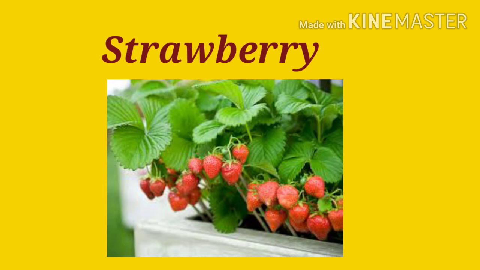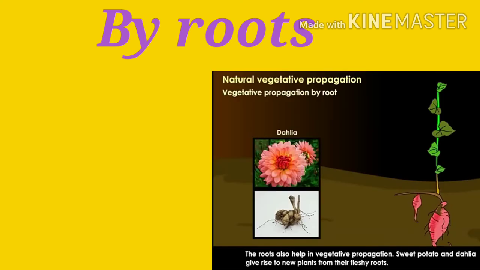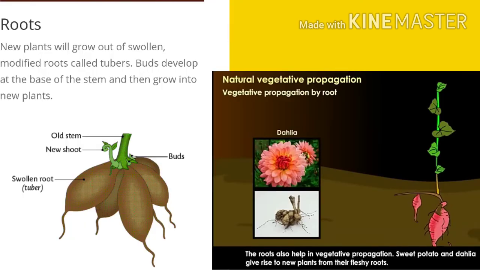Next is vegetative propagation by roots. So plants like sweet potato and dahlia give rise to new plants from their fleshy roots which have buds.